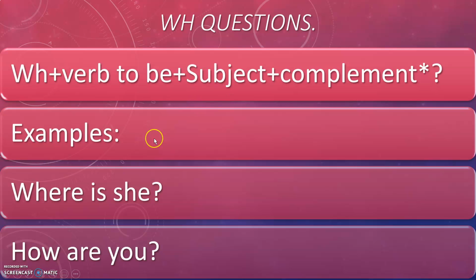And in the case of the subject or the pronouns, as I said before, you can use names of people. Where is Paula? Where is Brittany? Or how are they? How are my parents? How are my friends? Okay, that could work.